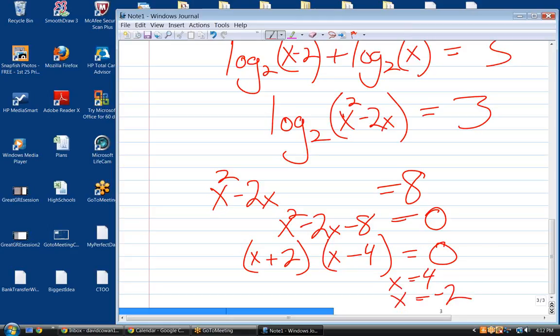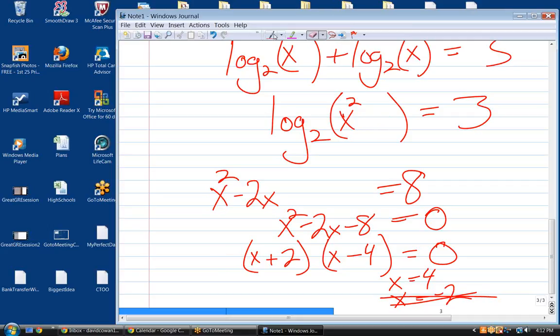Which one doesn't work? Negative 2 is extraneous because negative 2 minus 2 is negative, and you can't have a log. Negative 2 violates the domain of log functions, precisely. Now, let's for the moment take away that minus 2 right there.